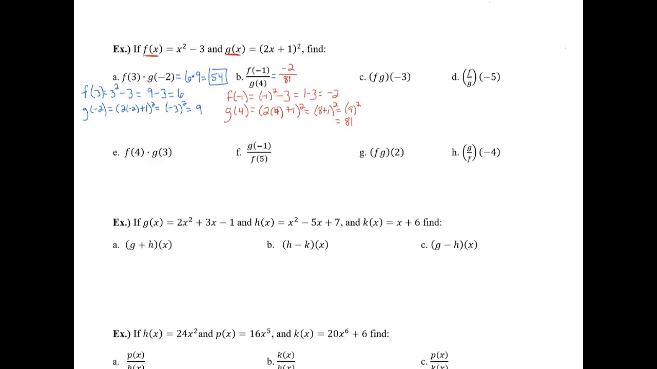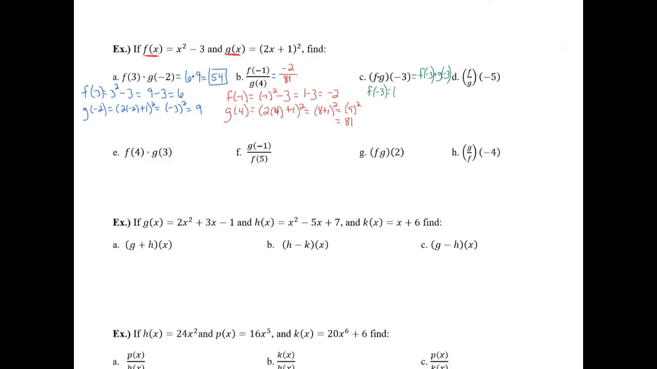Alright, this next one says f times g of negative 3. So again, this is the same thing. Let me get a different color here for a new problem. Same thing as f of negative 3 times g of negative 3. So I need to find each one of these evaluated at negative 3 and then doing the operation, which is multiplication. So f of negative 3 first.